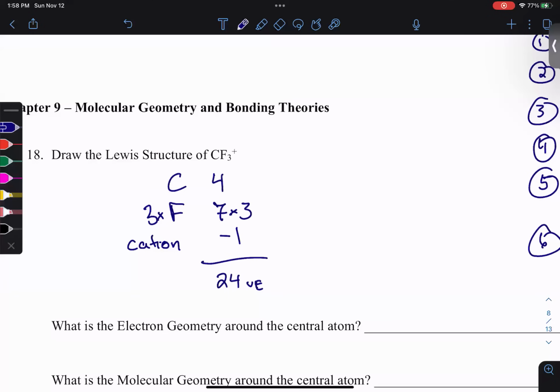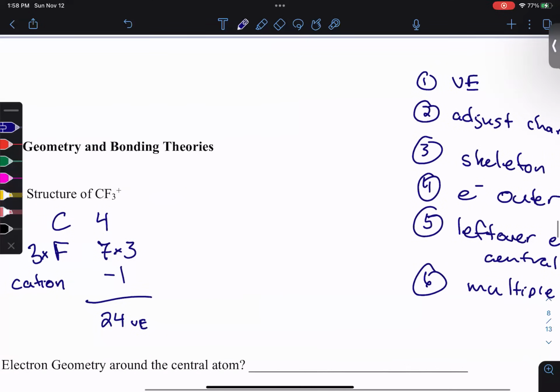All right, so we did steps 1 and 2, counted valence electrons and adjusted for charge. So 24 electrons, that's how much money we're allowed to spend in drawing the structure. So we need to make sure that we don't overspend or underspend. So we draw our skeleton structure. That typically means determining what the central atom is. Usually, like 95% of the time, the central atom is whatever element is written first. So in this case, it's carbon.